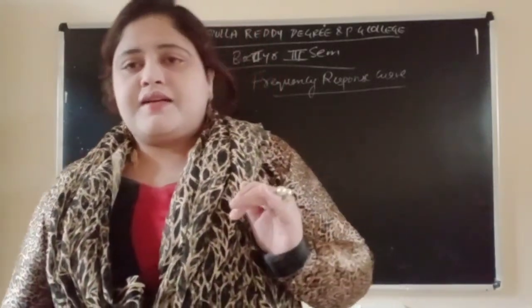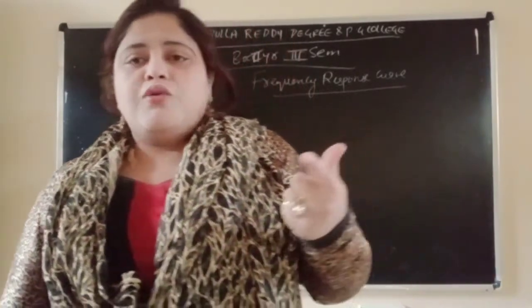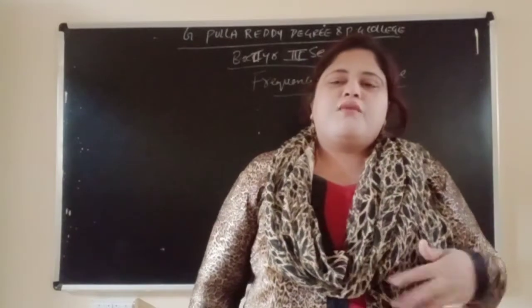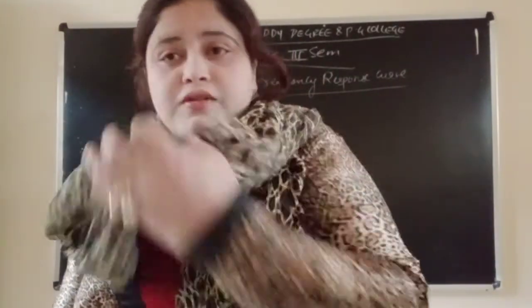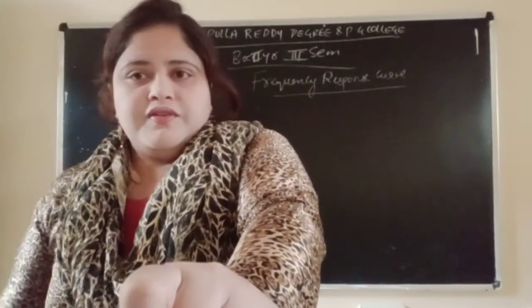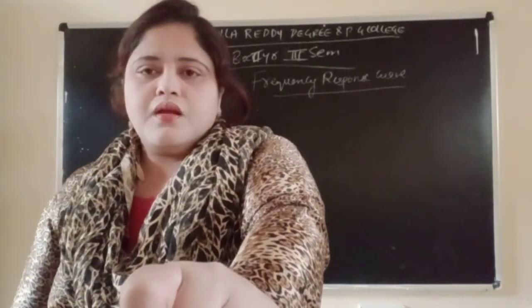In the RC coupled amplifier, the input will be in the form of frequency and the output will be in the form of gain. We will calculate everything in the form of gain: how much gain, for a particular input, will be your output. So now I will be drawing the frequency response curve.